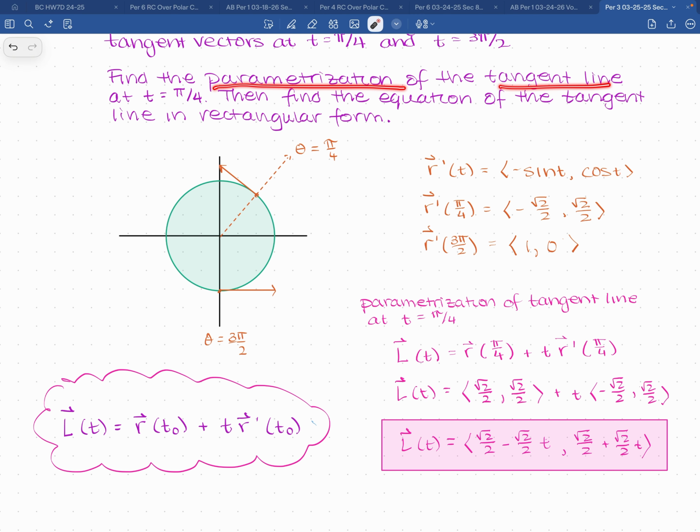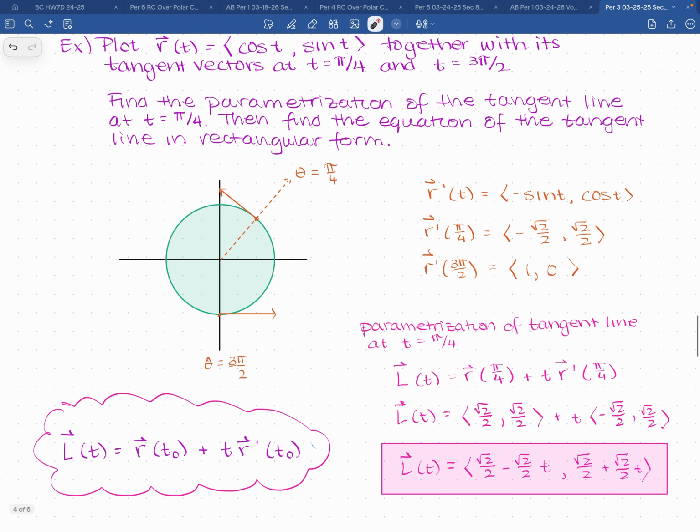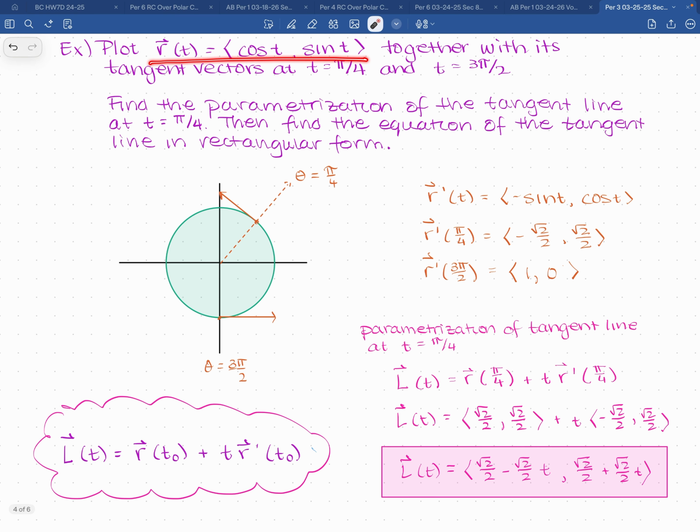Find the parameterization of the tangent line. We're going to find the parametric equations for the tangent line. That's really all that means. So this was the formula that I gave you up in the bubble. So r at that point, remember we're talking pi over 4. If we let t equal pi over 4, then we're going to get root 2 over 2, root 2 over 2, which is what this is.